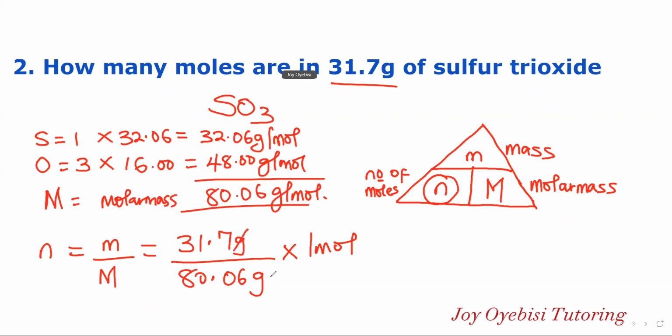Now note, these two will cancel out. So that's going to give us 31.7 divided by 80.06, which is going to give us 0.396 mole. Again, significant figures are very important. Since this is 3 significant figures, leave your answer in 3 significant figures. So it's going to be 0.396 mole. Okay, and that is it.